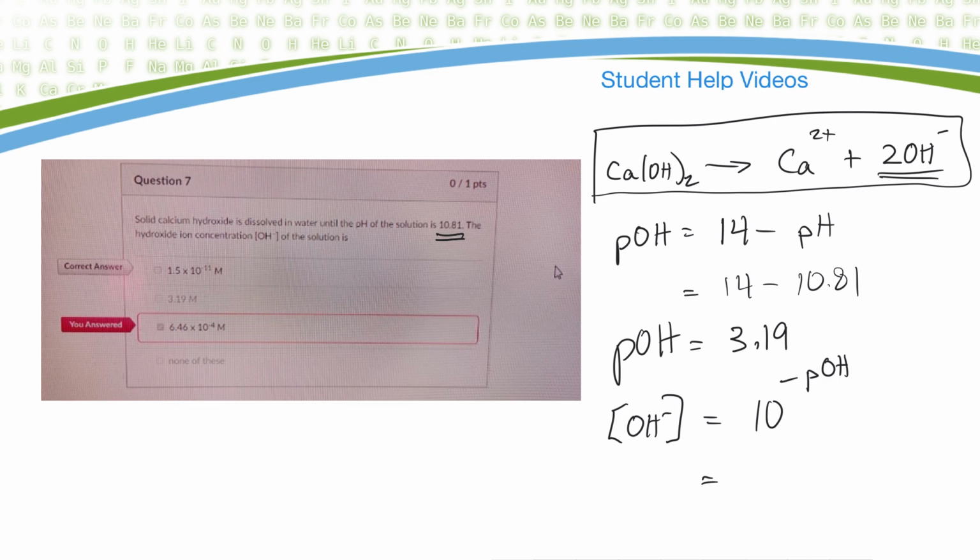Okay, calculator. 10 to the minus 3.19. And I come up with 6.46 times 10 to the minus 4. Okay, 6.46 times 10 to the minus 4. That is my concentration of hydroxide ions. I'm not sure where they came up with that answer, because that's incorrect. Has to be this answer.